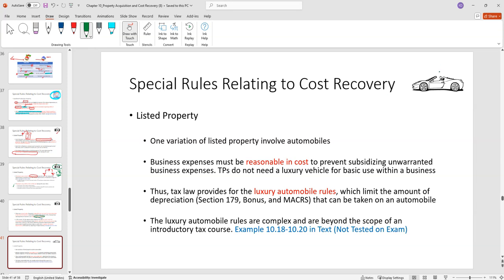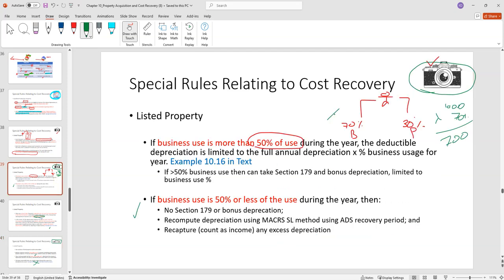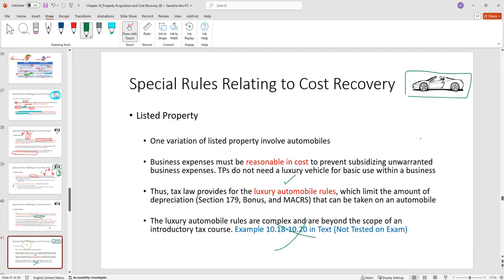And then finally, another variation of listed property, because it's amenable to both personal and business use, is the luxury automobile rules. Again, this is beyond the scope of this class, so don't get worried about those examples or setups for the exam. If I were to test this, it's not going to be any harder than that simple example, but do be aware they put limits on how much you can deduct. They're not going to let you buy a Ferrari for your business and then immediately expense all of that.